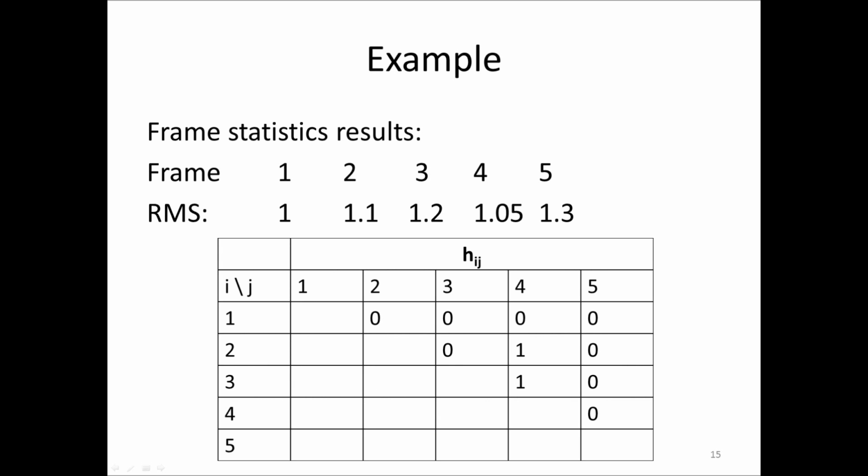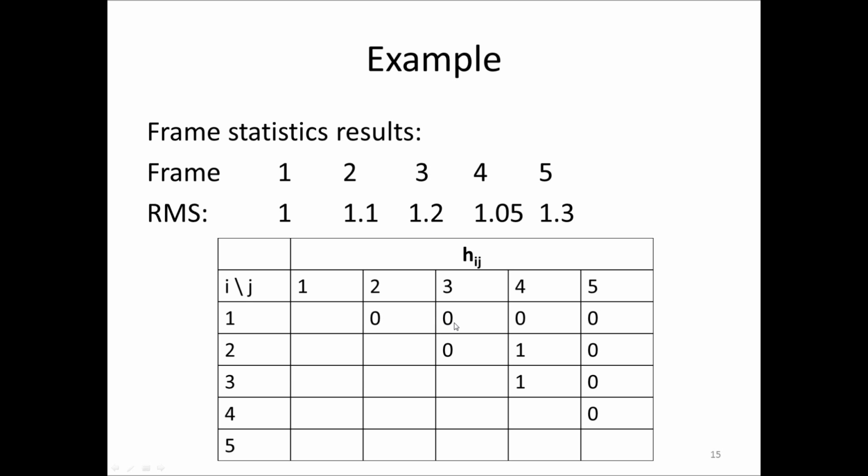For simplicity, we use only 5 frames, and the RMS of each frame is shown here. Note that this is not a sufficient number, but we use it to illustrate the procedure. Now, to build H_ij for all i from 1 to 5 and for j from 2 to 5, we start with i equal 1 and look at the y1 value of 1 here. Is this larger than 1.1? No. Is it larger than 1.2? No, etc.